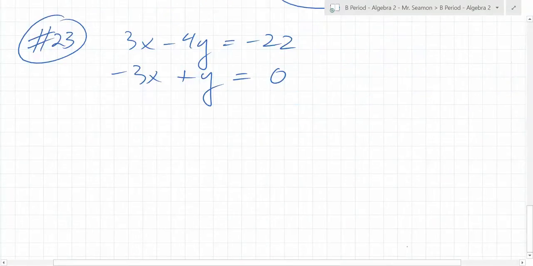Okay, any last? So it tells you to use substitution. What do you want to solve for? Okay, what's y? y is equal to what?